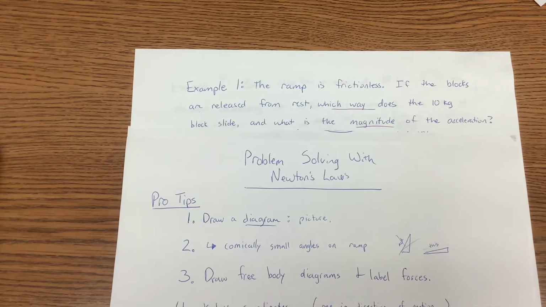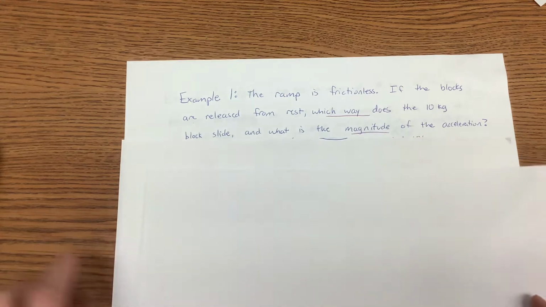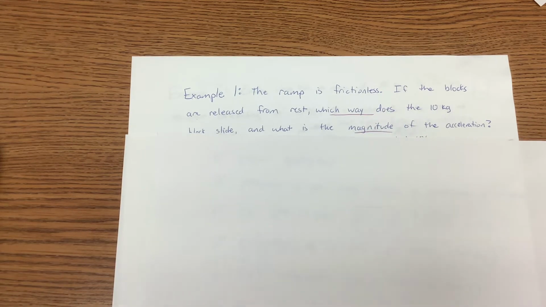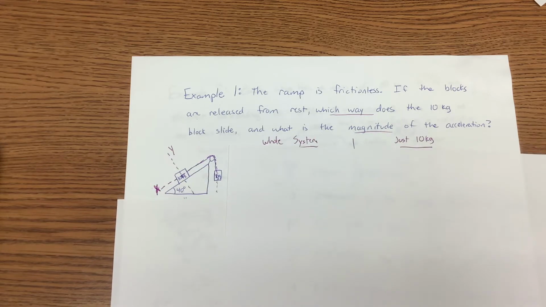Example 1, let's turn this over there. Example 1 says the ramp is frictionless, and if the blocks are released from rest, which way does the 10 kilogram block slide, and what is the magnitude of the acceleration? So we've got to look at the picture here, and I've drawn on it just a little bit. I've added my coordinate system.